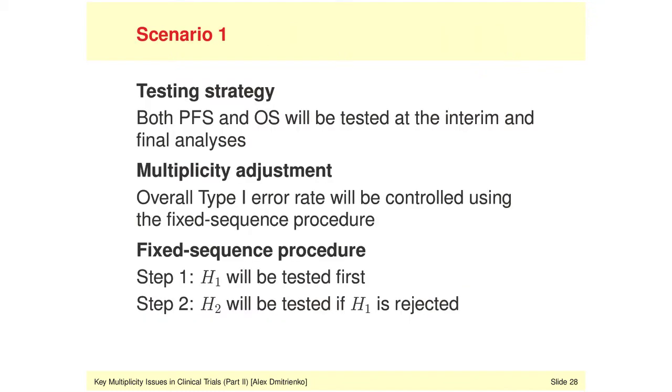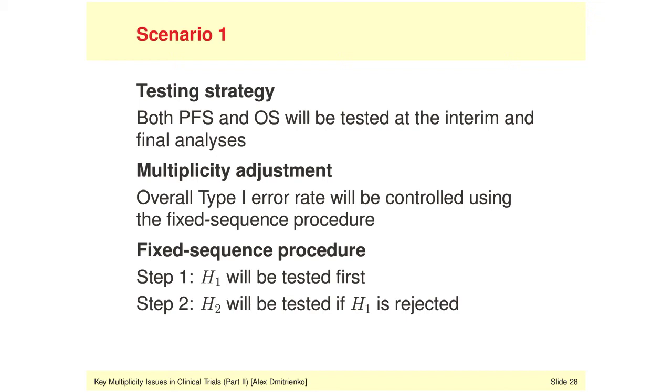We now understand how to define decision rules in a group sequential trial with a single endpoint, and we're now ready to consider a more challenging set of questions related to how to perform multiplicity adjustments based on PFS and OS tests at the same time. To be able to do this, we're going to consider a number of scenarios. The first scenario is going to assume that the PFS as well as OS effects will be evaluated at the interim analysis as well as at the final analysis.